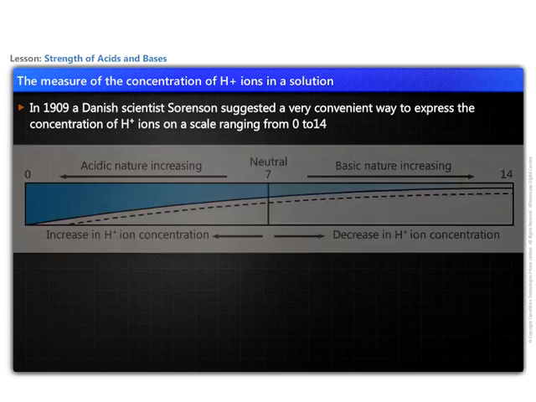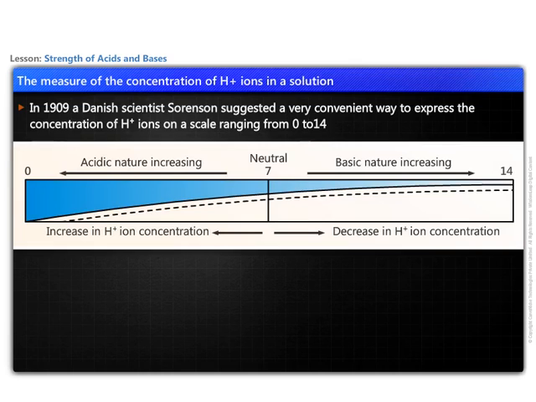In 1909, a Danish scientist, Sørensen, suggested a very convenient way to express the concentration of hydrogen ions on a scale ranging from 0 to 14. This is known as the pH scale.